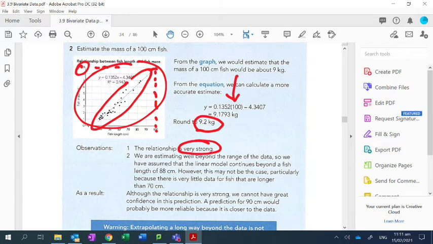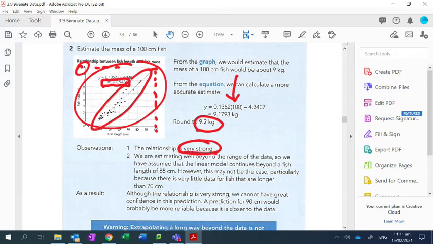Again, the only way you're going to know which descriptor to use is to calculate the correlation coefficient. Now, again, in Grapher, it's going to do that for you, but for this book, for some reason, you're always going to have to take the square root of it. Okay? So to know which words to use, you need that number. Get in the habit of doing it.